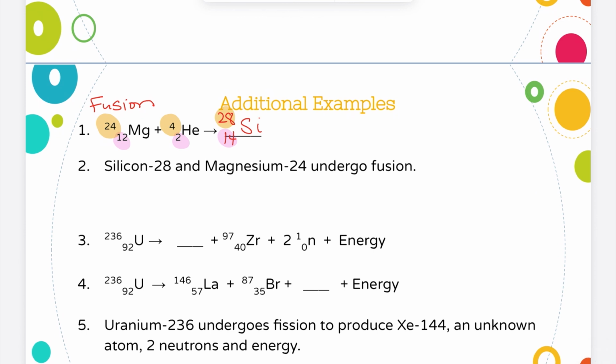All right, silicon 28 and magnesium 24 undergo fusion. Well, we already have magnesium 24 up here, so I'm going to have that 24.